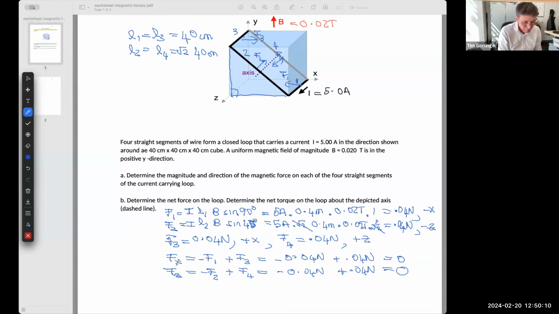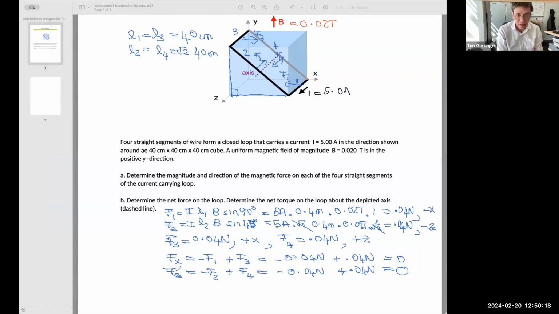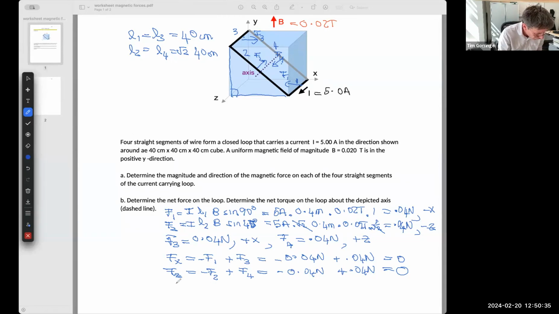Finally, well, we've figured out there's no net force in the x direction. There's no net force in the z direction. None of the individual forces had any components in the y direction. They had no components in the y direction because that's actually the direction of the magnetic field. And the force is always perpendicular to the magnetic field. So it has to be in either the x or the z directions. So for all those reasons, Fy must be 0.